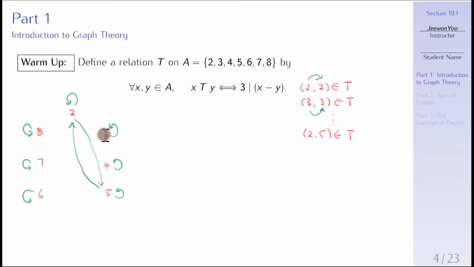Now, 3 take away 6 is also divisible by 3, and 6 take away 3 is also divisible by 3. So we have this kind of edge. Continue the process, we get the following. I know this looks ugly. I'm not a good artist, but this is a graph. Trust me. This kind of graph is called a directed graph.